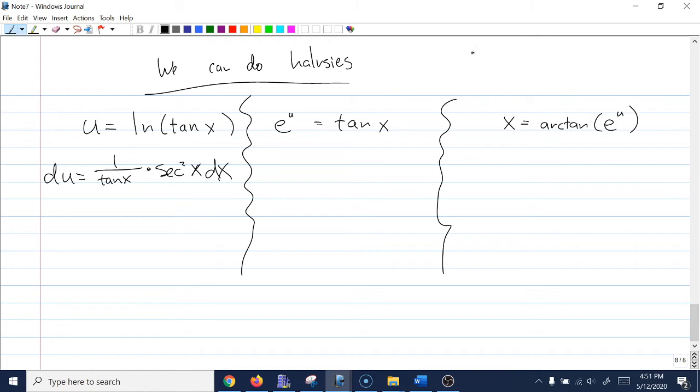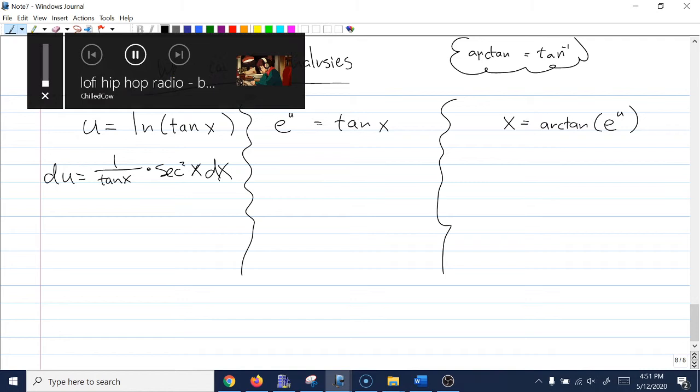I don't know how you wrote it in your class. Some classes treat arctan and tangent inverse as different. For me, these are the same. These are two names for the same function. I don't care about the difference between them. It can be convenient to have different names for them to treat them differently. We're not going to treat them differently.